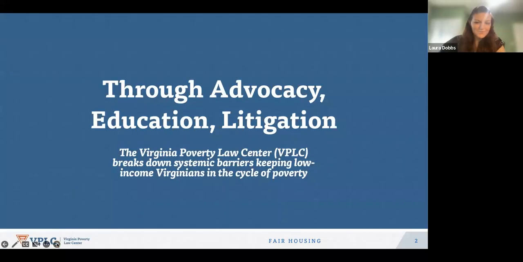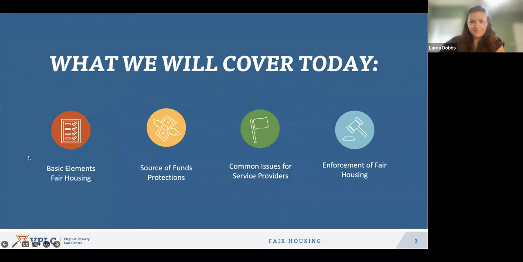Hi, everyone. My name is Laura Dobbs. I'm a housing attorney with the Virginia Poverty Law Center. Today, we're going to go over just some basics of fair housing, including all the elements. I think it's important to understand each piece so that when you're working with people, whether you're a teacher working with children who may be having issues, or you're a medical professional and you have a client that's having housing issues, if you hear things from them, you can issue spot and know what to do with that information and see that there might be a fair housing violation here.